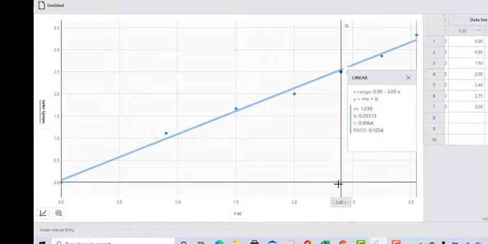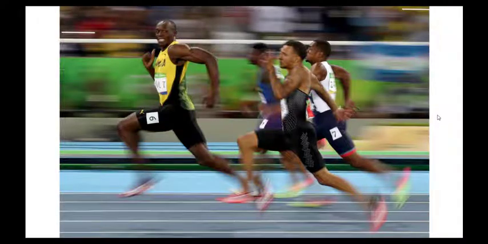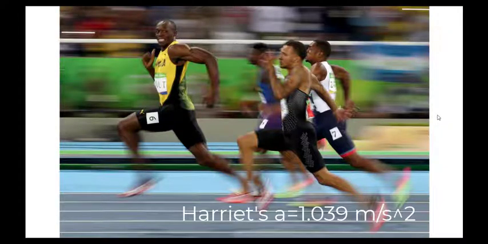We apply a linear fit. We see a much lower error than we saw before, and we have an acceleration now of 1.039 meters per second squared, because the slope of a velocity time graph is our acceleration. So I know my daughter's acceleration of 1.039 meters per second squared, and I wanted to know, maybe someone did a similar acceleration analysis for Usain Bolt, the fastest man in the world.